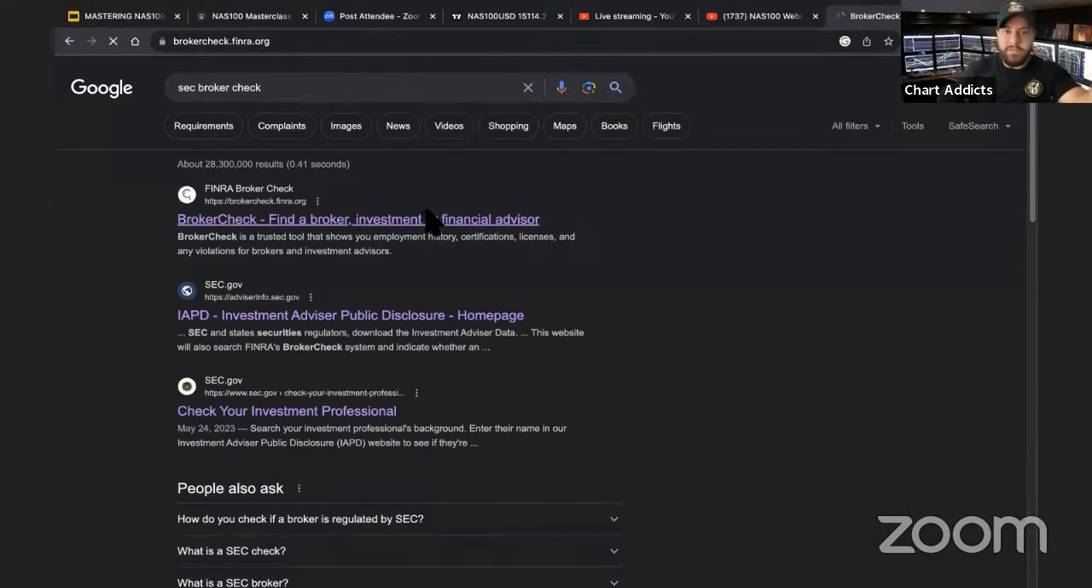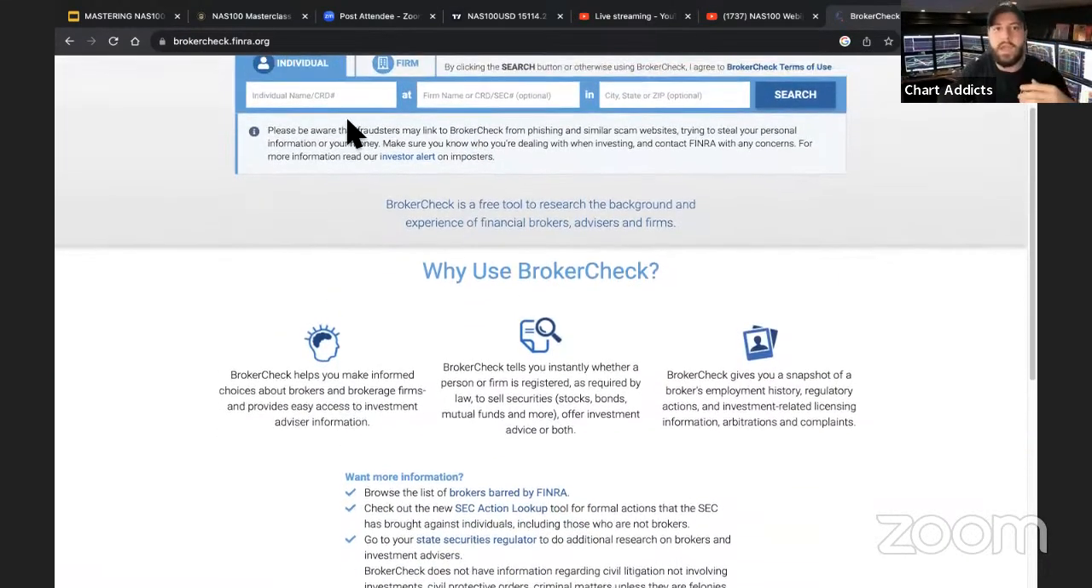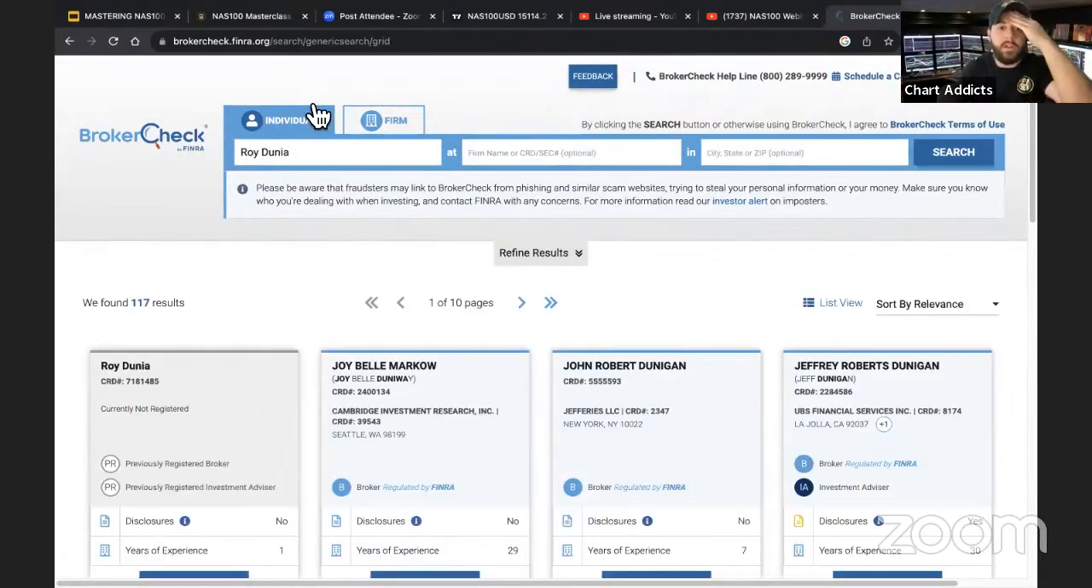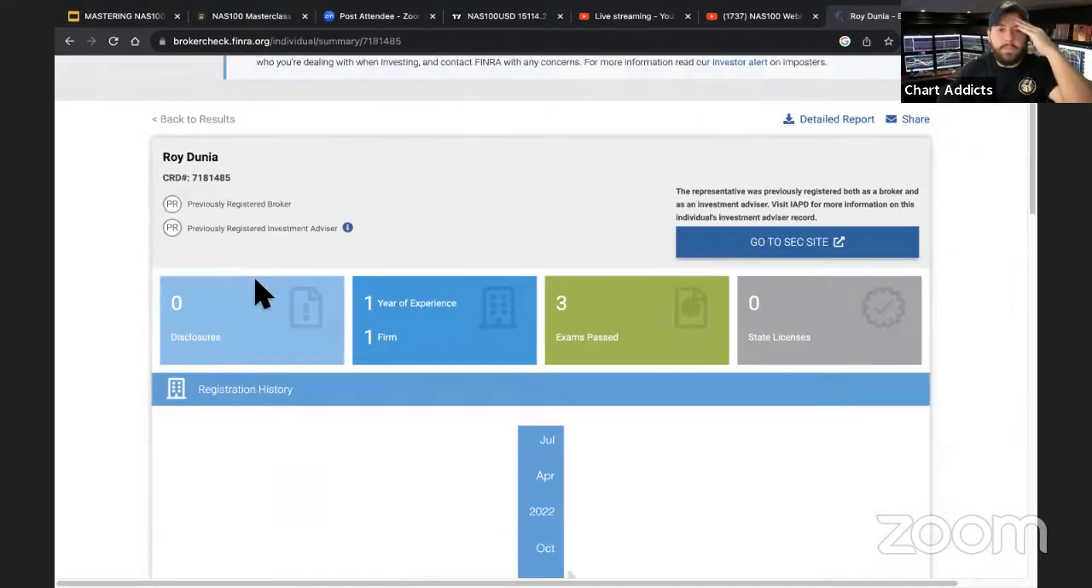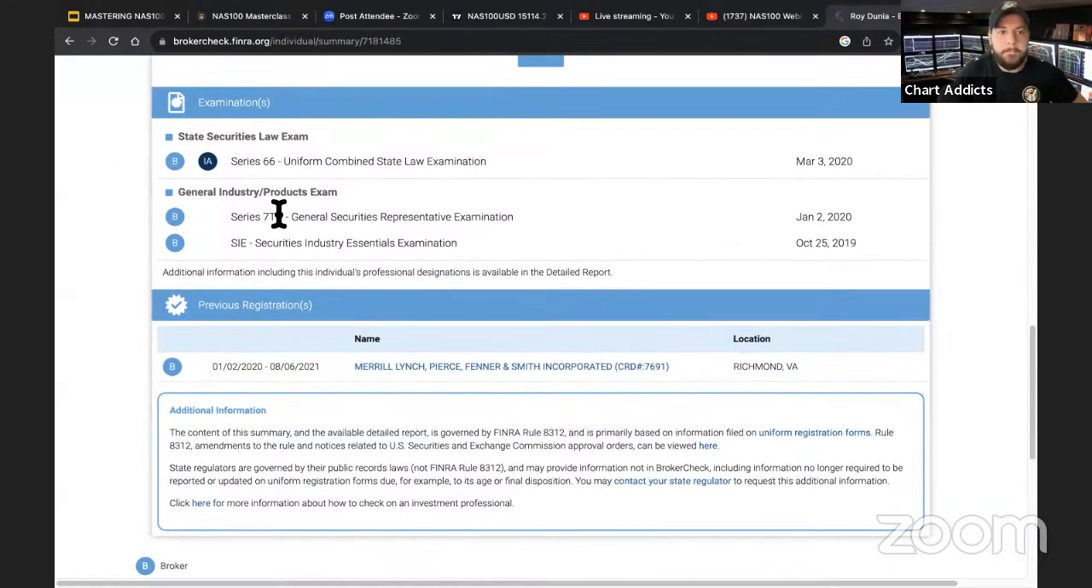Well, I held 5 or 6 different licenses, but 3 that are relevant to the stock market specifically. I'm going to search up my name here on the SEC's website or FINRA's website. You guys can see my CRD number. Here's the 3 examinations, the 3 licenses that I held. The first one is the Securities Industry Essentials. This is kind of like a planning certificate.